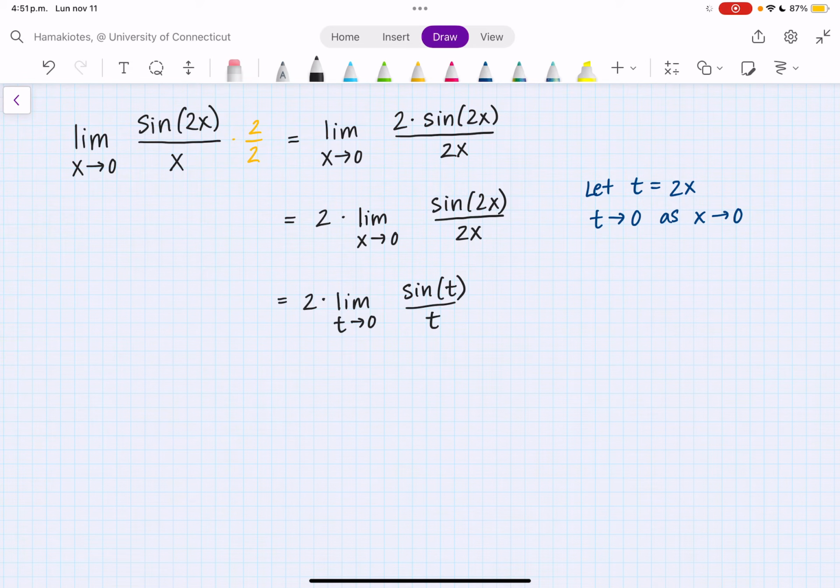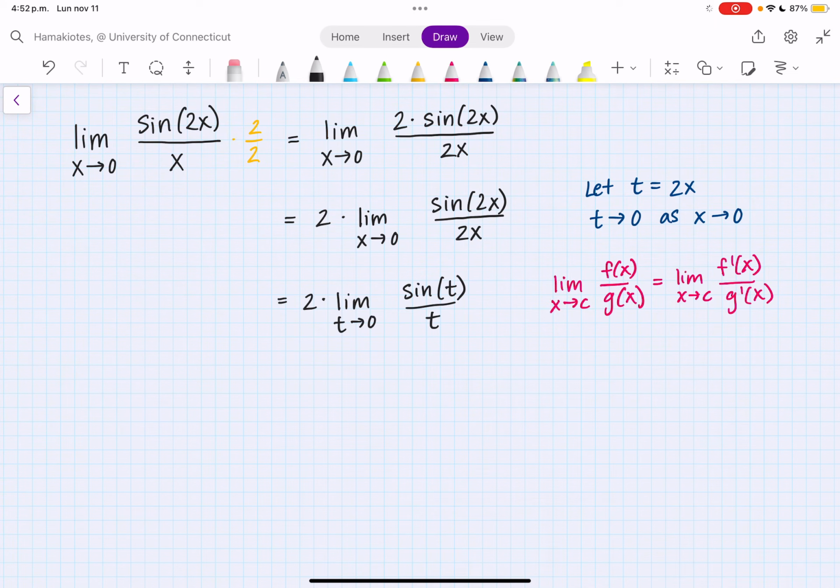Great. But now, if I try to plug in 0 into my numerator and denominator, I get that I'm dividing by 0, which is not allowed. So I'm going to need to use L'Hopital's rule, which tells us that the limit as x approaches c of f of x over g of x is equal to the limit as x approaches c of f prime of x over g prime of x. So it's equal to the limit of the derivative of my top function over the derivative of my bottom function.